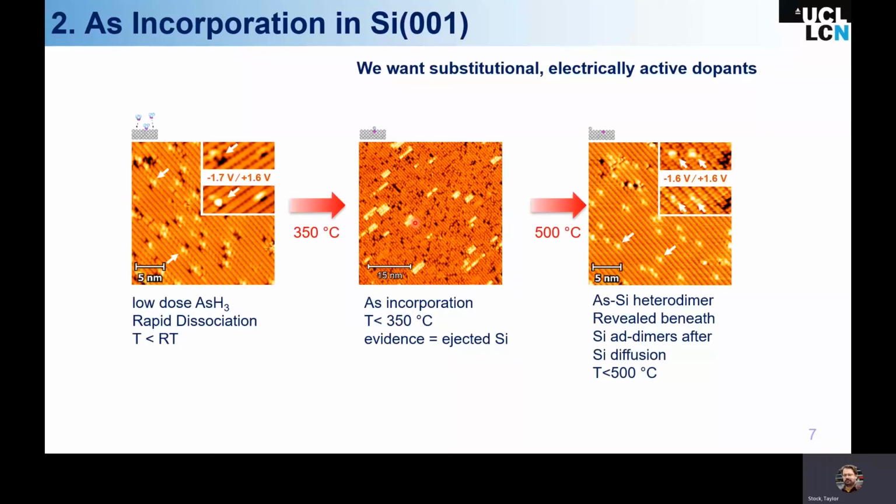Now, this is an indirect measure of the absorption, the incorporation of the arsenic. But if we heat it up to 350 to 500 degrees Celsius, the add silicon will actually diffuse to nearby step edges, and what we reveal is the clean silicon surface now speckled with these arsenic silicon heterodimers. These have a very characteristic appearance, and this is confirmation that the arsenic is actually substitutionally incorporating into the silicon lattice. So we are most of the way there to having substitutional electrically activated dopants.